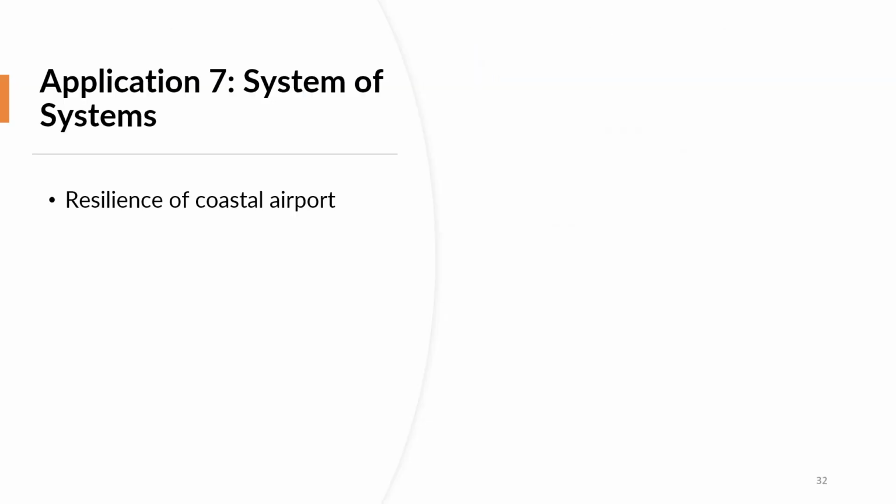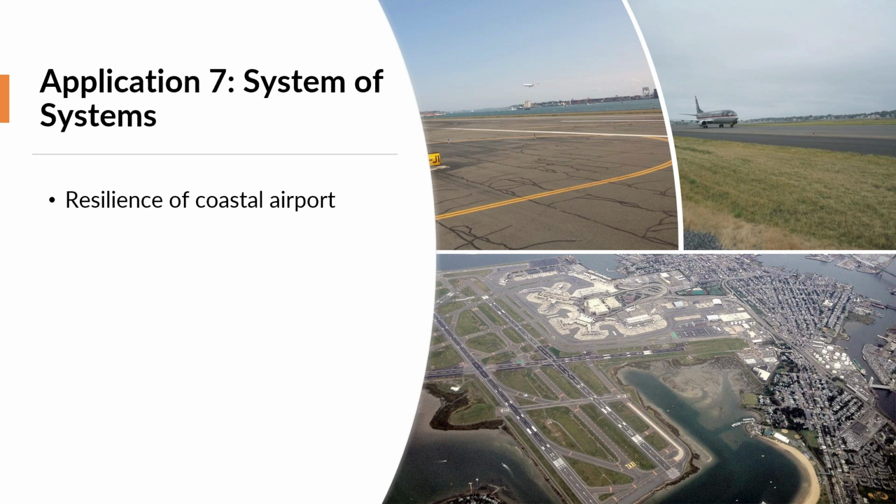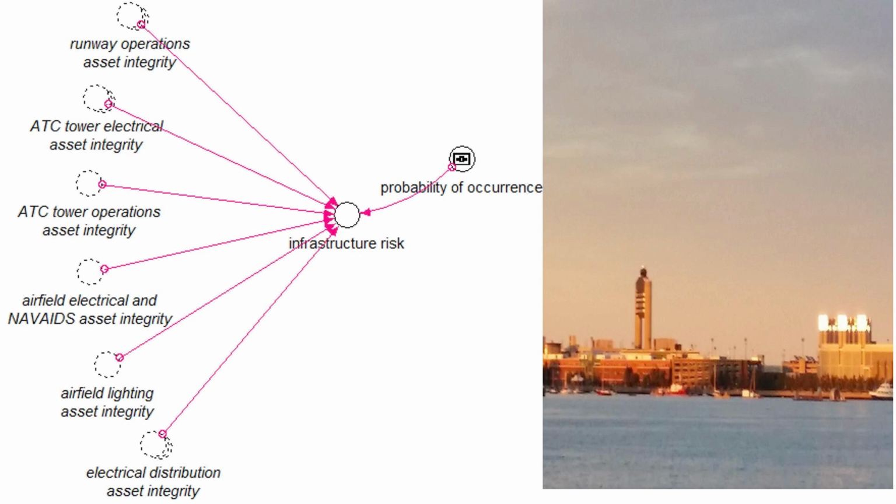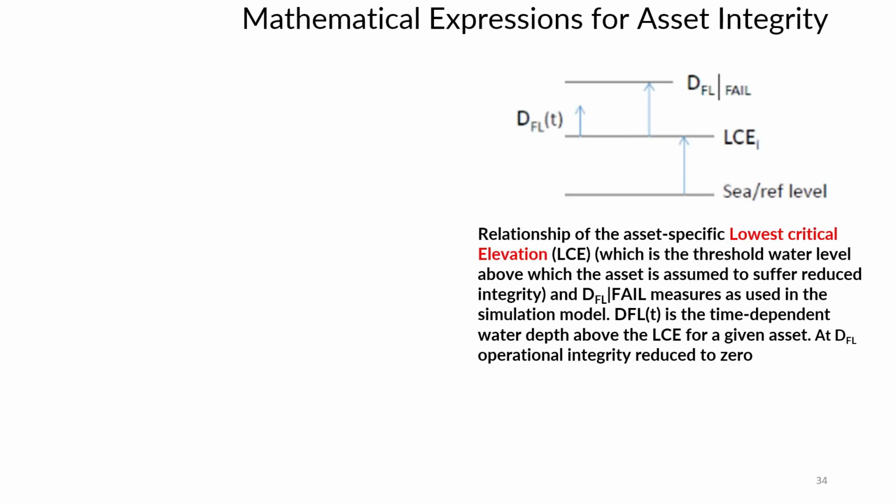Let me go to the last application that I have in this webinar, which is system of systems. So in many cases, you have airports that are on the coast and that get affected by hurricanes, storm surges, for example, extreme events. How do you investigate the resilience of such a system? An airport is a system of systems because it has a lot of components. For example, the runway component, the substation component, the lighting component, the air traffic control tower components, and things like that.